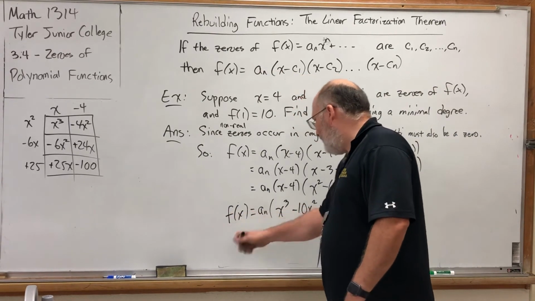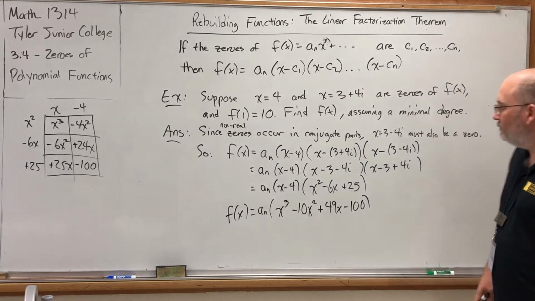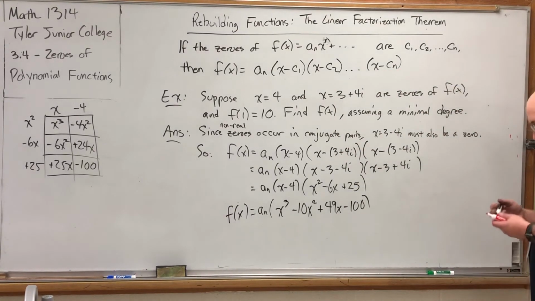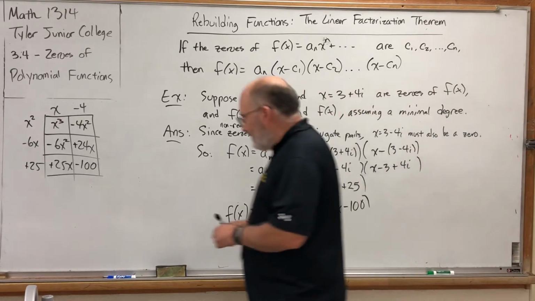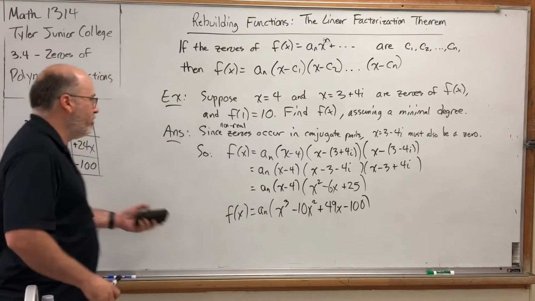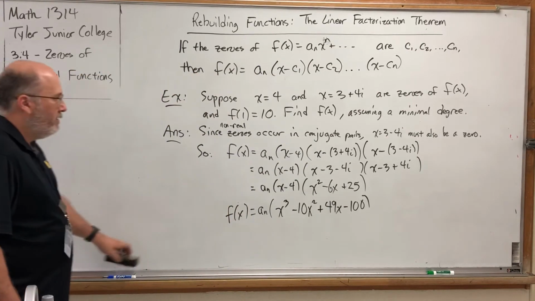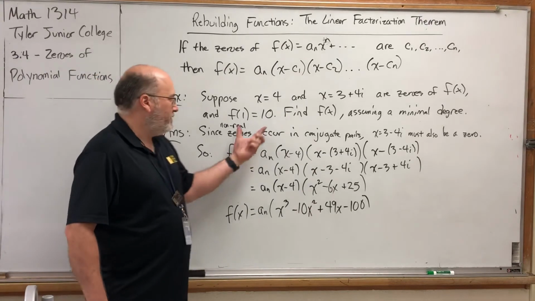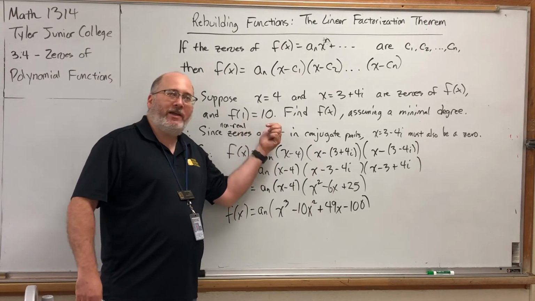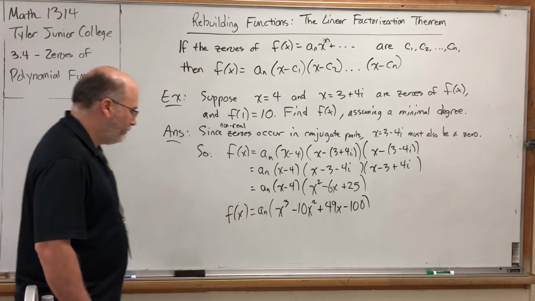The only thing we don't have is the leading coefficient. So how are we going to find that? Well, there's one piece of information we haven't used. In upper level math classes, it's called an initial condition, a condition that's given to you initially at the beginning of the problem. The only thing we haven't used yet is the fact that when I put in 1, I get out 10. f(1) is equal to 10.